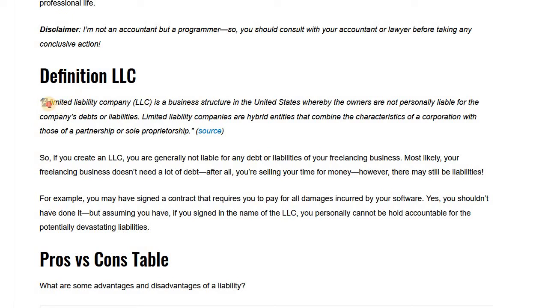An LLC, or limited liability company, is a business structure in the United States whereby the owners are not personally liable for the company's debts or liabilities. Limited liability companies are hybrid entities that combine the characteristics of a corporation with those of a partnership or sole proprietorship. Okay, so an important point here is, first of all, that it is limited. So it limits your personal liability for the company's debts or liabilities.